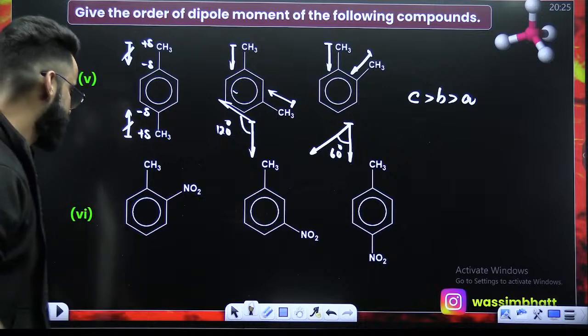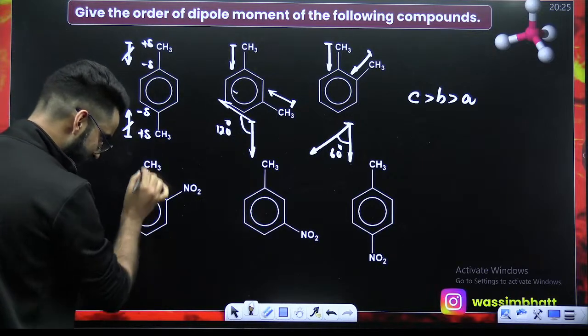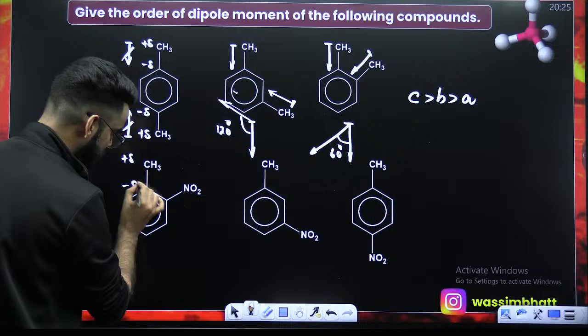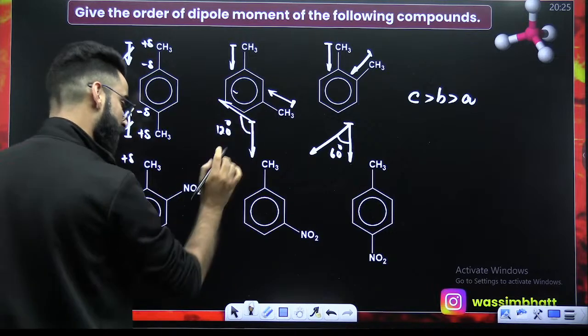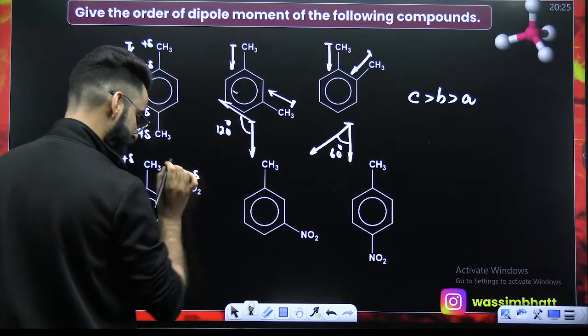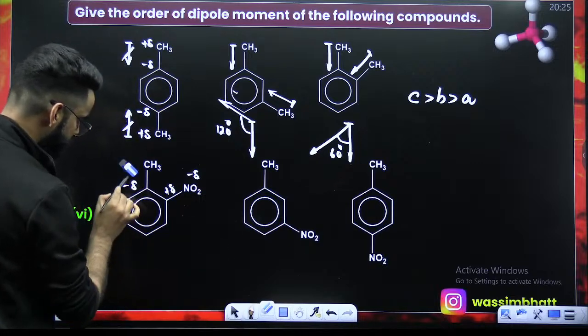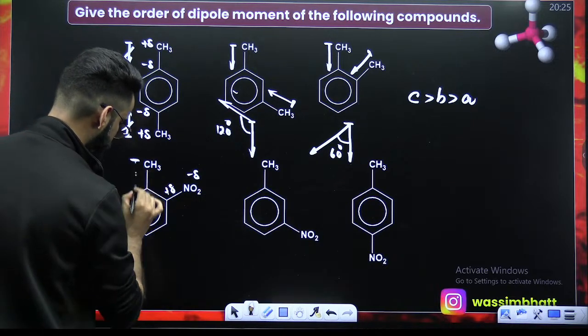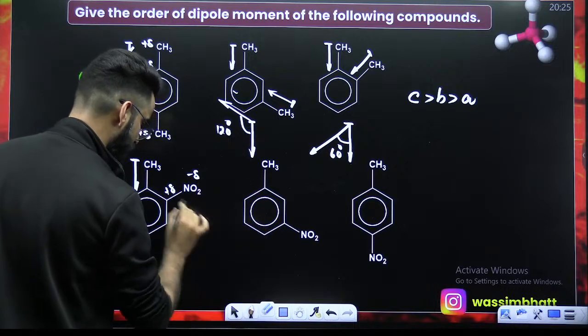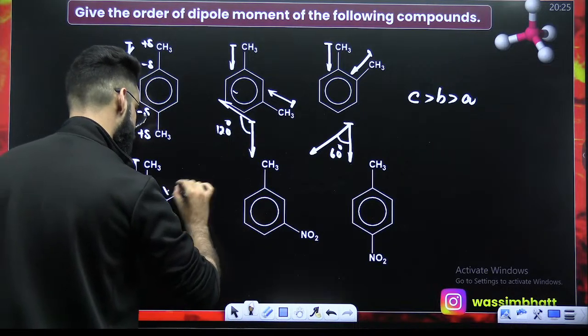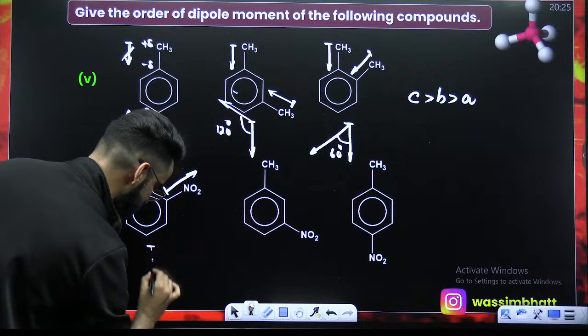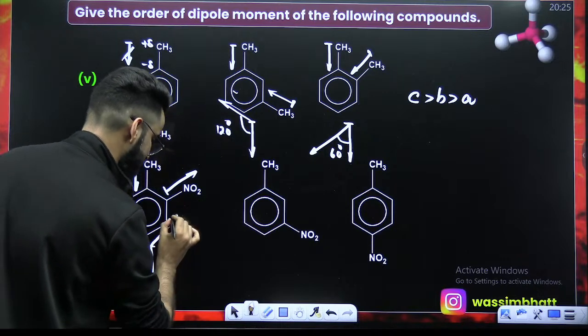Look at the next case. CH3 is donating, so when it donates electrons, delta positive, delta negative. This NO2 is withdrawing. When it withdraws electrons, delta negative, delta positive. So give me the direction now. Positive to negative here, positive to negative here also. So one moment is pointing downwards, one moment is pointing in this direction.